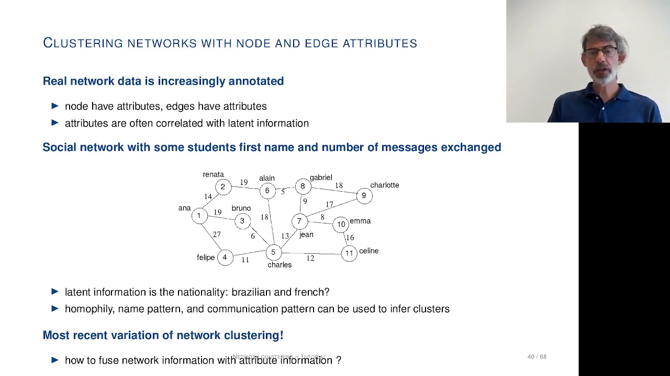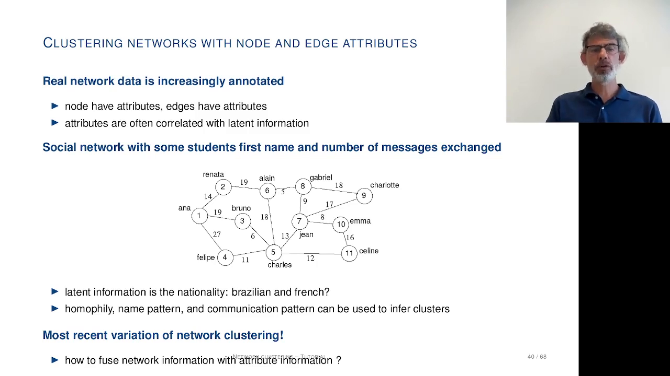And we're trying to cluster this network, and we would like to reveal some latent information, for example, the nationality of these students. So if you take a look, you might recognize the names. Some of them look like Brazilian names, some of them look like French names, and it's possible that Brazilians communicate more, exchange more messages than the French. So this will be reflected in the edge weights. So we can use the homophily pattern of communication, we can use the name pattern, and we can use the edge weights to try to infer the 2 clusters in this network.